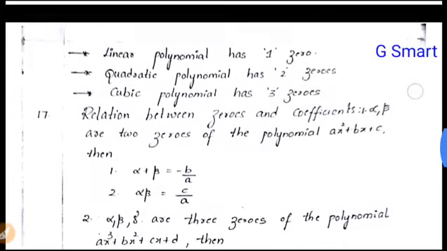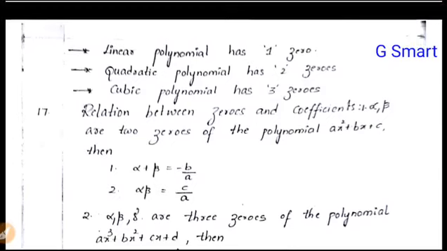Relation between zeros and coefficients. Alpha, beta are 2 zeros of the polynomial ax square plus bx plus c. Then the sum of the zeros, alpha plus beta, is equal to minus b by a, means minus x coefficient by x square coefficient, and the product of the zeros, alpha into beta, is equal to c by a, means constant by x square coefficient. So alpha plus beta is equal to minus b by a, a very important formula to remember, and alpha into beta is equal to c by a. This is also a very important formula.